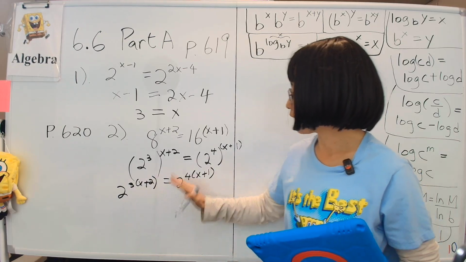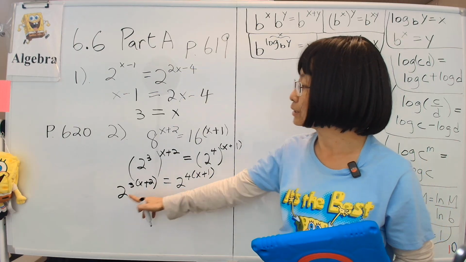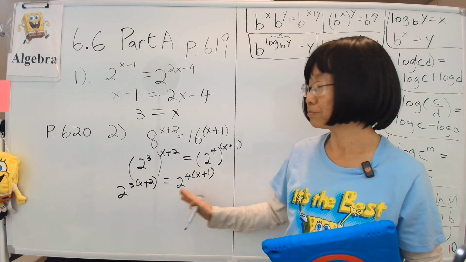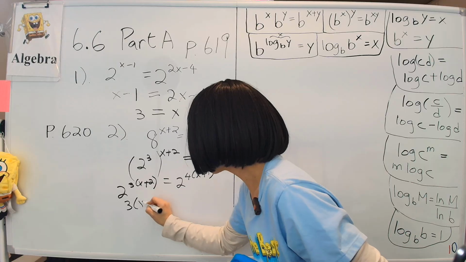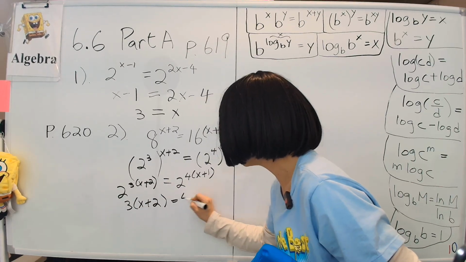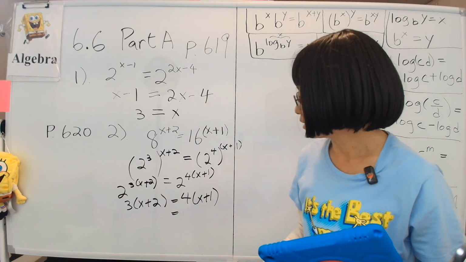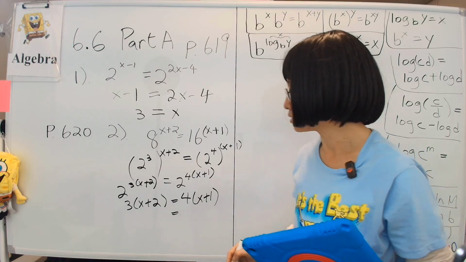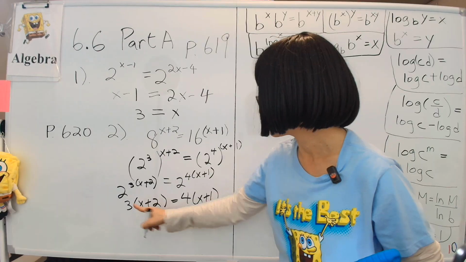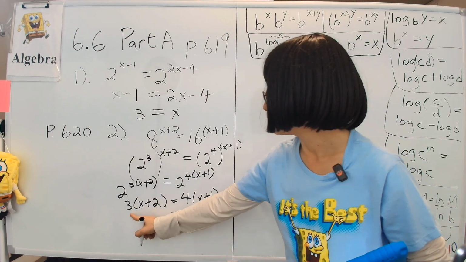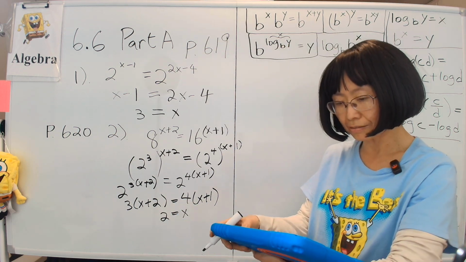At this point we have worked the problem into the same situation as problem 1, where things have the same base. Once the base is the same, for them to be equal the exponents had better be equal as well. So 3 times (x plus 2) equals 4 times (x plus 1). From this point on we solve the equation. There's 4x here, 3x there; we subtract and 1x is left. Then 6 minus 4 leaves 2. So x equals 2.